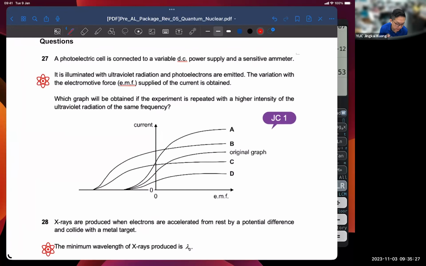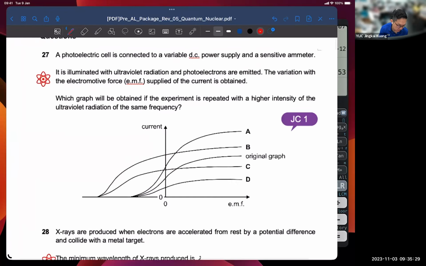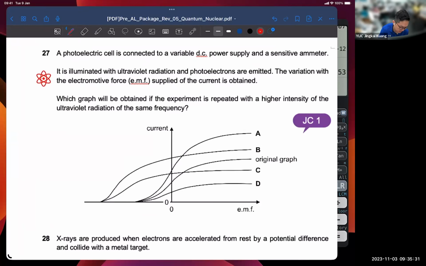So for photoelectric effect, remember first you have your basic equation. Remember the energy of your photon is used to do two things. You have photon energy, this is hf, right? hf is used first to overcome your work function, and then whatever excess you have becomes kinetic energy, right?